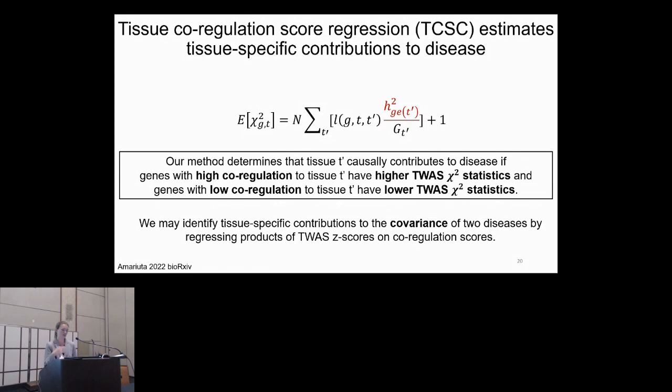All right, and then we can also expand this model to partition the genetic covariance between two traits. Instead of regressing TWAS chi-square statistics on co-regulation scores, we can regress products of z-scores between two different traits. The same model holds, except then we're estimating a contribution to covariance.